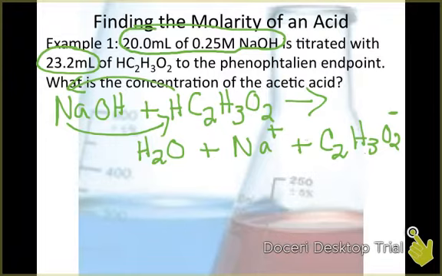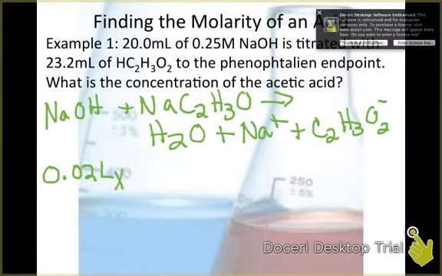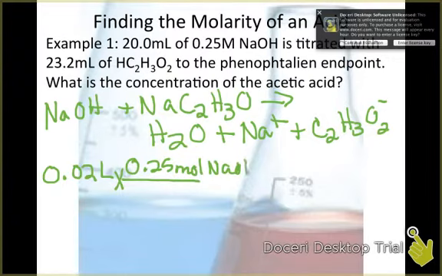So I'm going to start my stoichiometry. I'm going to start with the 20 milliliters, except I'm going to go ahead and write it down in liters because I know molarity is in liters and I need my liters to cancel out. So I'm going to write it as 0.02 liters of sodium hydroxide. Now I have to deal with my molarity, so I'm going to put the 0.25 moles of my sodium hydroxide over my 1 liter of sodium hydroxide.